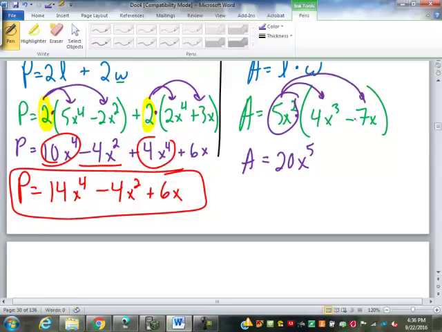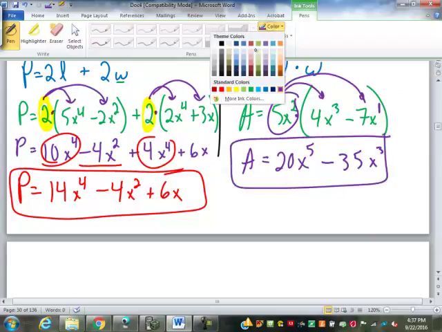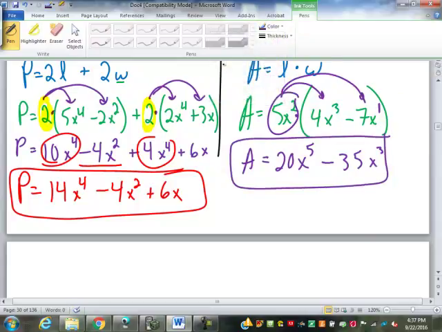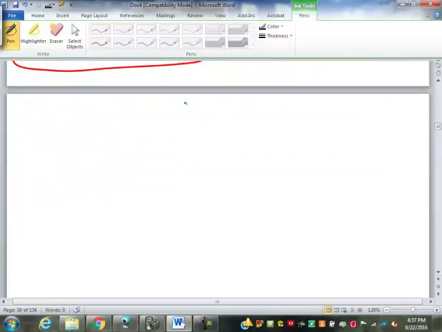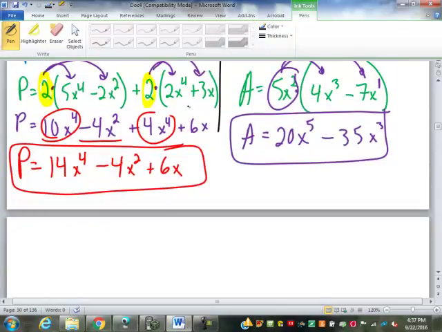5x squared times negative 7x. Negative 35. 5 times negative 7 is negative 35. X to the 3rd. Good. X squared times x. We think of this as x to the 1. So 2 plus 1 is 3. Any questions on that? How many people had that one right? 1 or 2? I know I cut you kind of short of time.